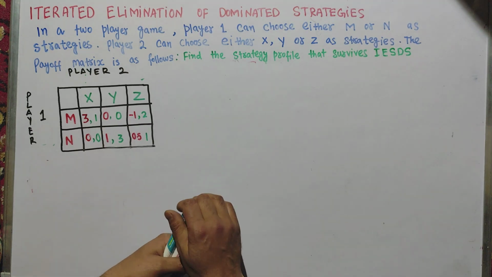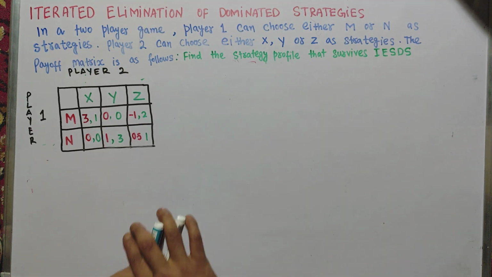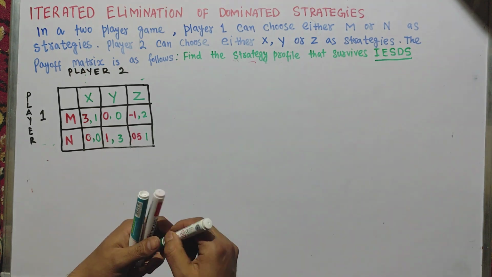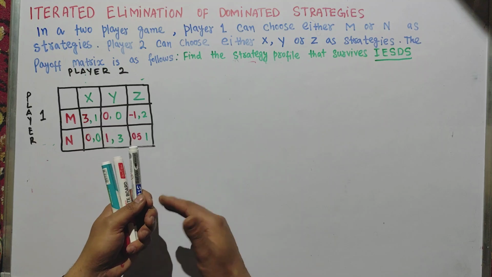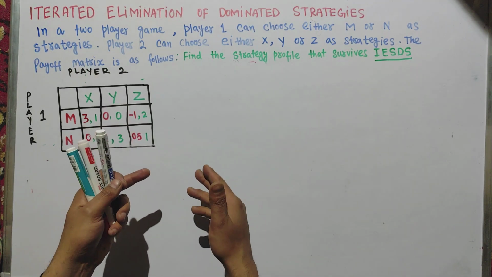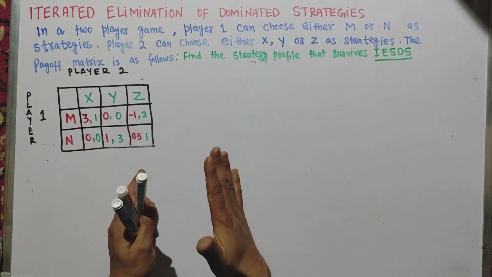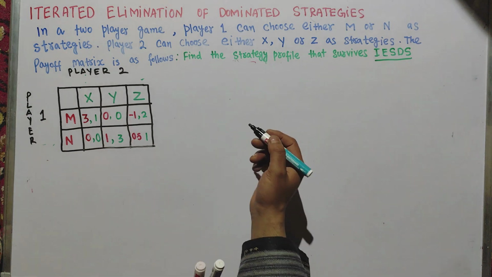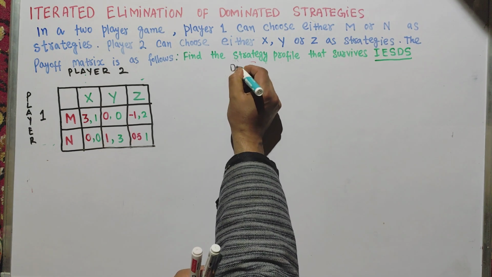By iterated elimination of strictly dominated strategies, what is meant by this? By IESDS, what we mean is a technique for solving games that involves iteratively removing the dominated strategies. And I will explain here. Let us first explain the dominance here. What is meant by dominance?